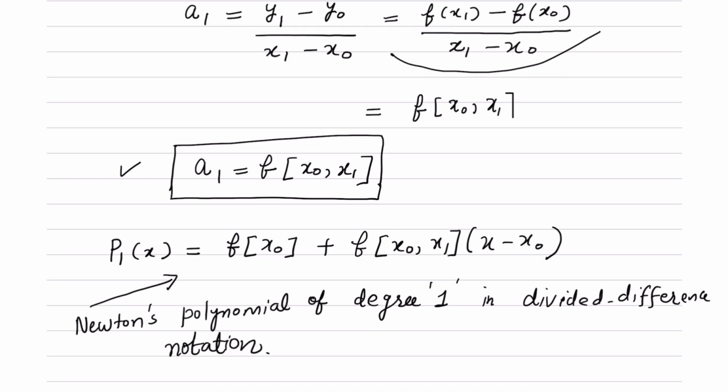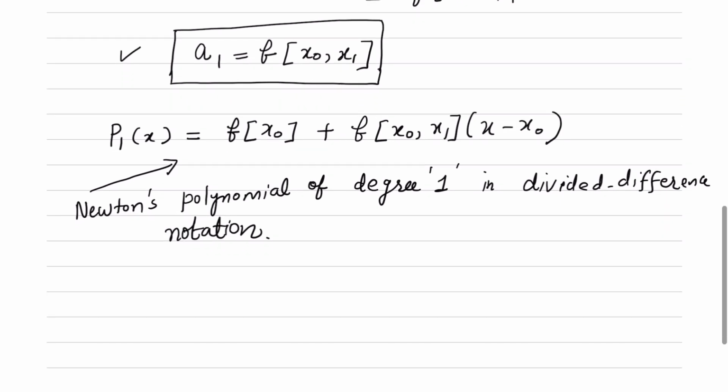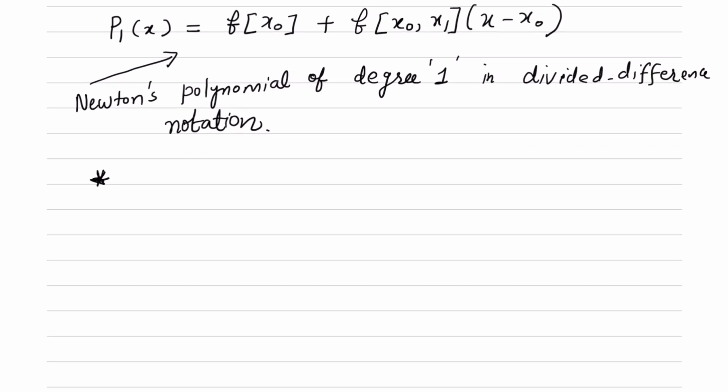Why is it in divided difference notation or form? Because now a naught and a1 here are written in the form of divided difference operator. So this is how we can write Newton's polynomial of degree 1 in divided difference form. Let's write Newton's polynomial of degree 2.